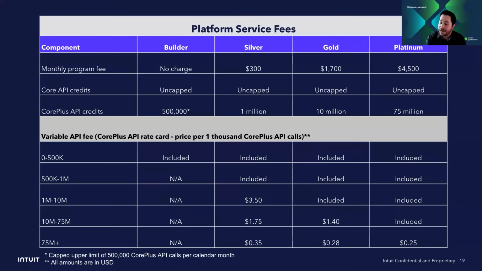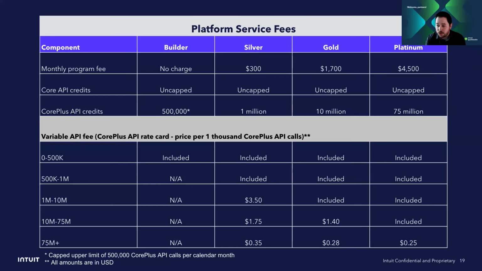They are segmented by category, Core and Core Plus. Now, all tiers include an uncapped number of Core API credits, kind of touching on what we just covered in the last slide. Those are uncapped and they are unmetered. But each tier includes a set number of Core Plus API credits.